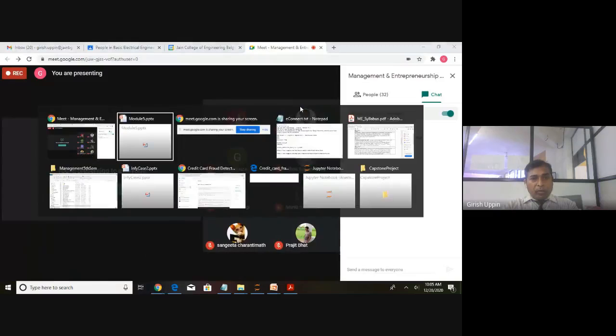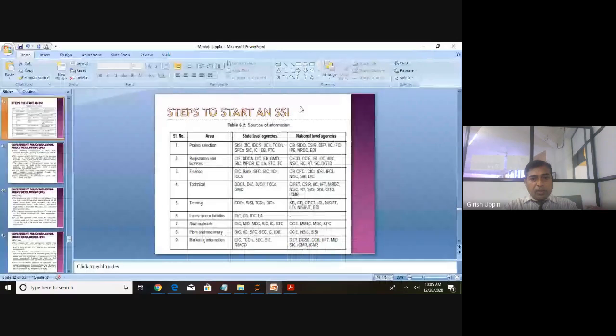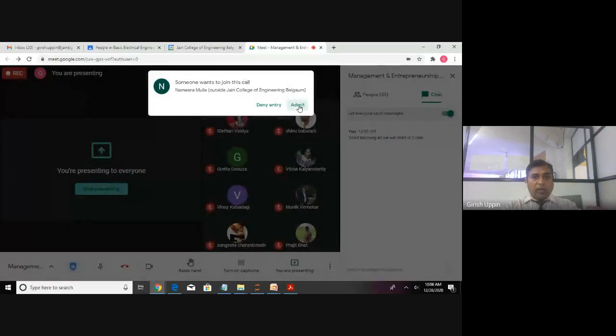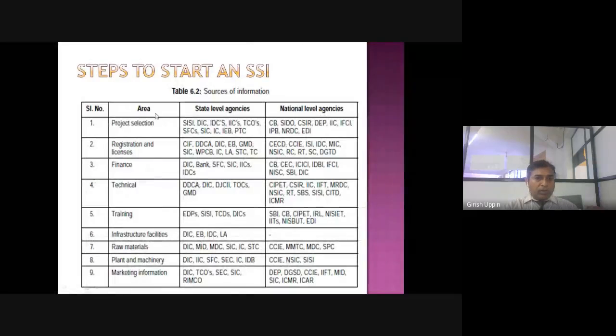list of government agencies. These are the state level agencies, different institutes that can support in the respective area of project selection. These are the different organizations from the state government which will help in project selection, and national level agencies. We have both state as well as national level agencies which can help the entrepreneur in these different areas.